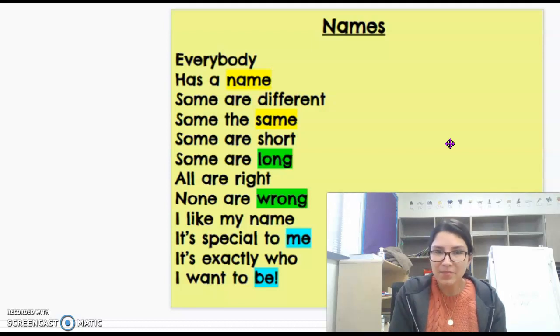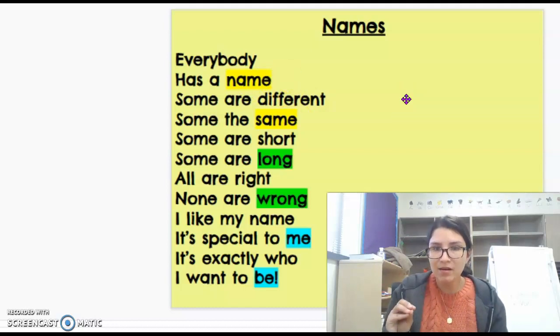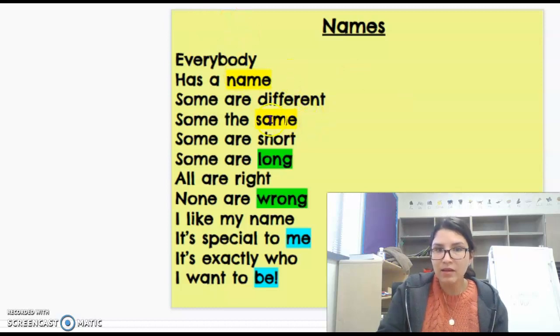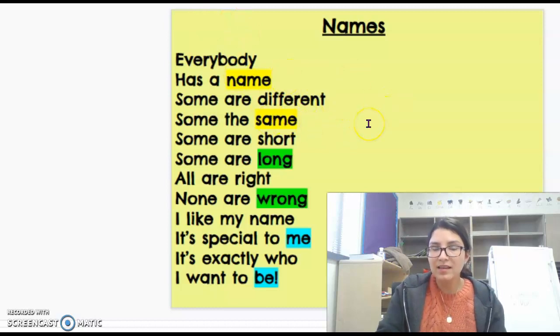So give me a thumbs up if name and same rhyme. They do. Are they part of the same word family too? Yeah, because they both end in aim. Aim, n, aim, and s, aim. They both end in aim. And they're also spelled the same, so they are in the same word family.